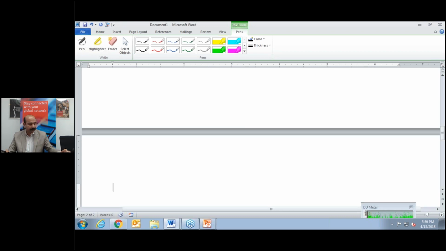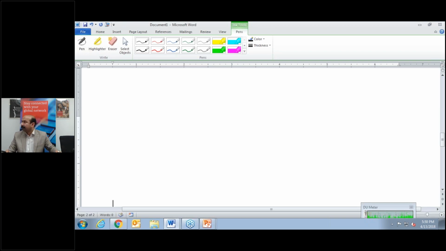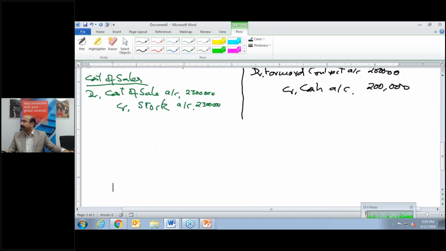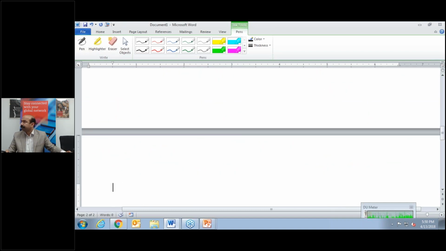Can use the next page so that we can have good space. Okay.